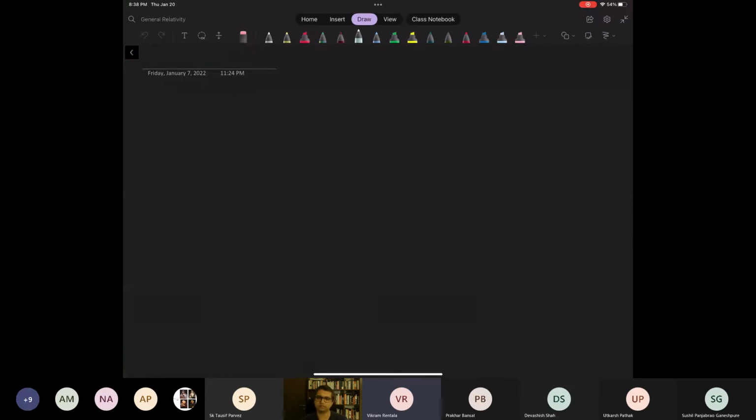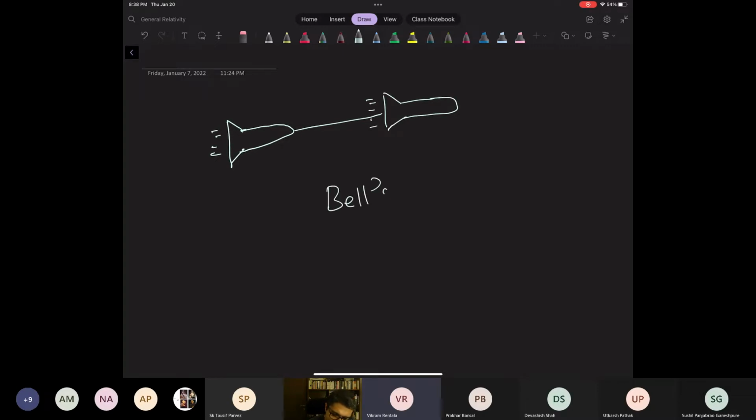Okay, so let me just tell you about these two interesting paradoxes in special relativity that will be really easy to understand in light of the discussion that we had today. So here's one thing. Imagine that you have two rocket ships which are connected by a string. This paradox is called Bell's spaceship paradox.